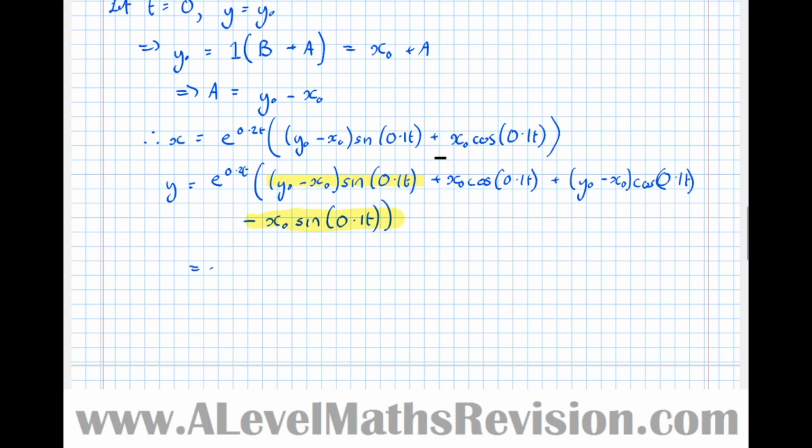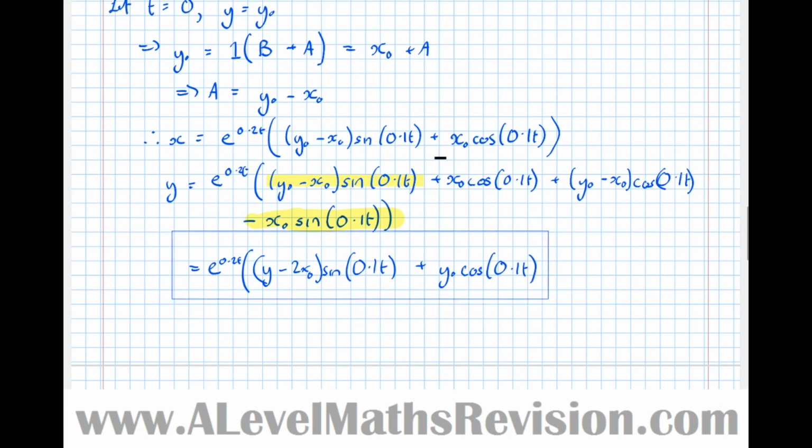I get that that's equal to e to the 0.2t. And we've got y naught minus 2x naught as the coefficient, sine of 0.1t. And the unhighlighted terms in cos, I've got x naught plus y naught minus x naught, which is just y naught as the coefficient, y naught cos of 0.1t. And there's our answers. So there's one solution for y, and there's the other solution for x. So y equals that, x equals that, and that's the question done.